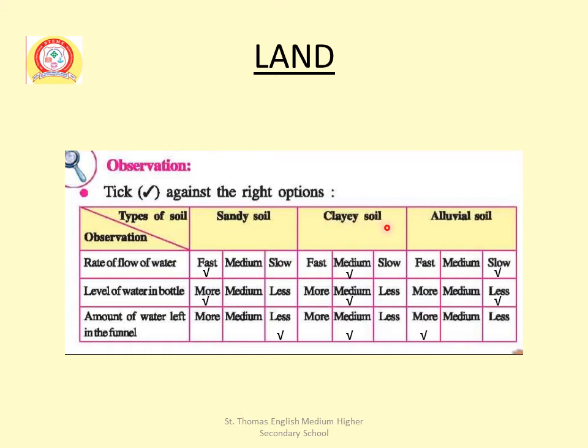Now for clayey soil, rate of flow of water is medium. Level of water in bottle is also medium. Amount of water left in the funnel is also medium. So now for alluvial soil, rate of flow of water is slow. For that reason, level of water in bottle is also less. And for the same reason, amount of water left in the funnel is more.